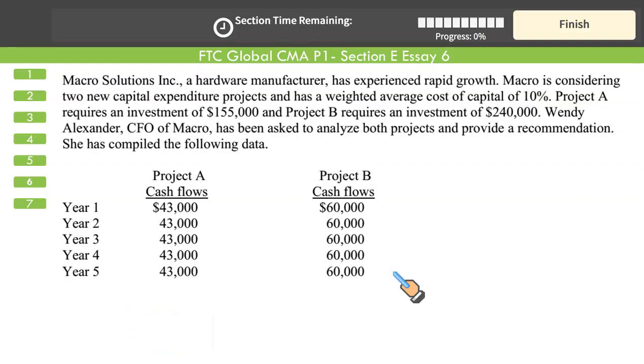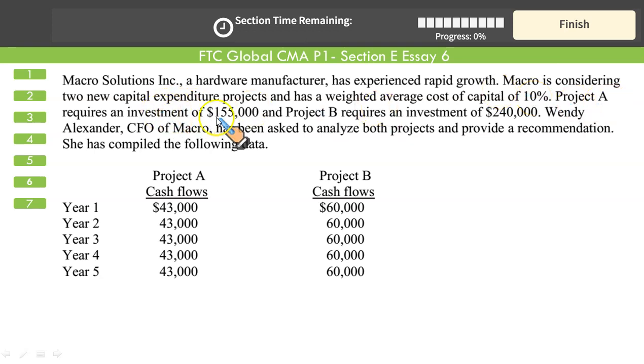Section E, essay type number 6, much shorter, but there are many questions. Macro Solutions Incorporated, a hardware manufacturer, has experienced rapid growth. Macro is considering 2 new capital expenditure projects and has a weighted average cost of capital of 10%.